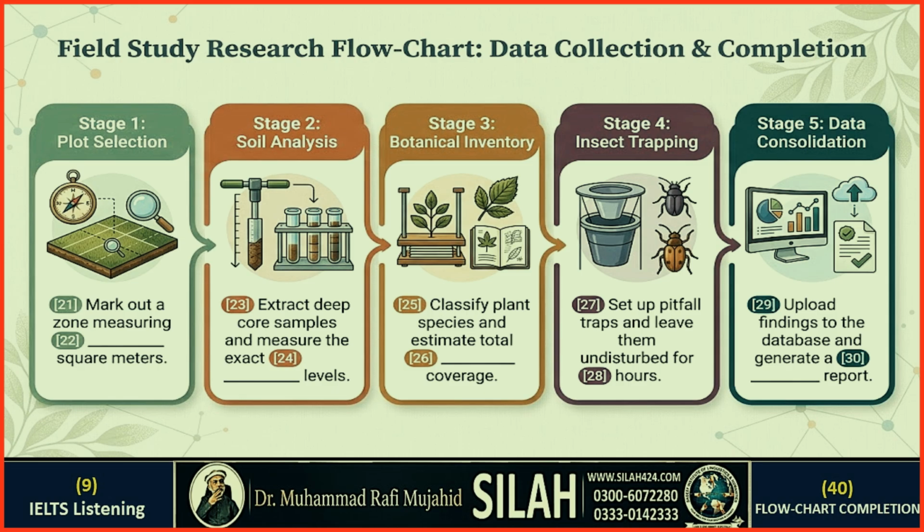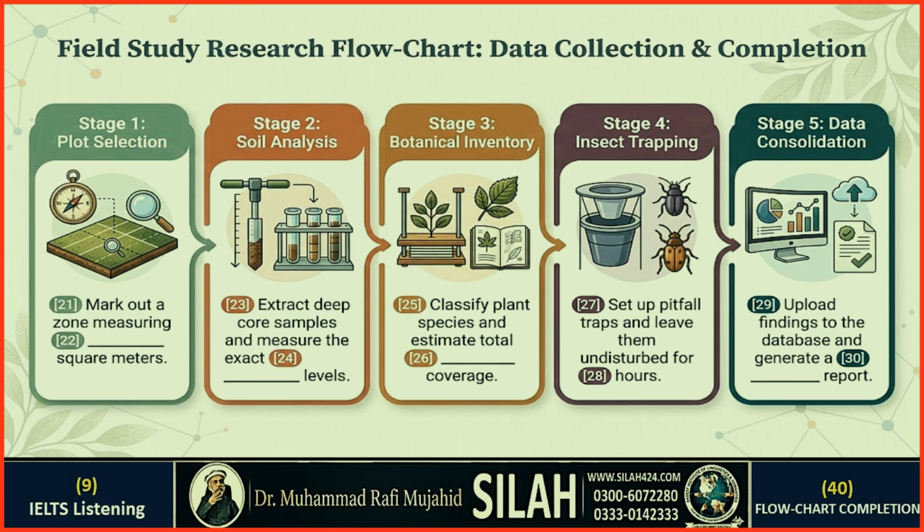Excellent. Once the grid is set, we move to Stage 2, which is the soil analysis. I suggest we name this step core sampling. We will extract deep core samples from 5 intersections and measure the exact moisture levels right there in the field using our portable probes. That's vital data.